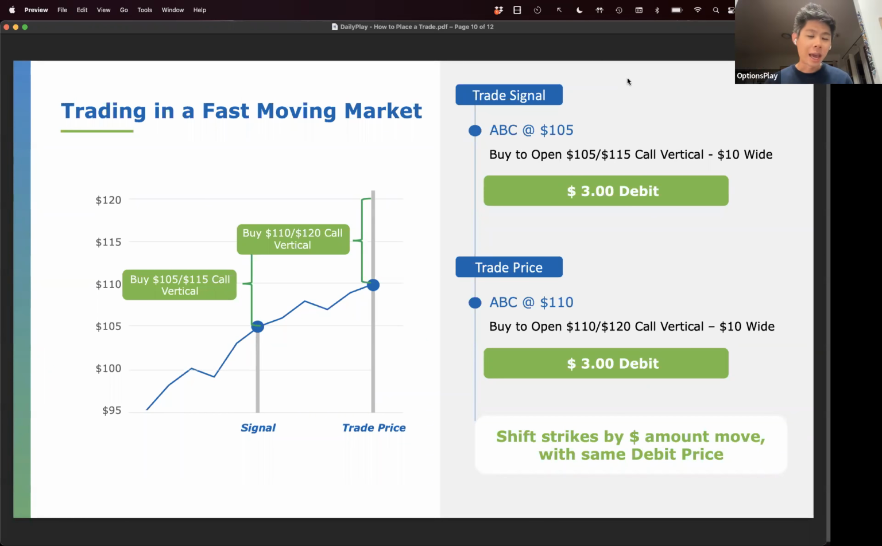So I would say that if you're saying that there is no 102 strike, you can't adjust it to the 102 strike.